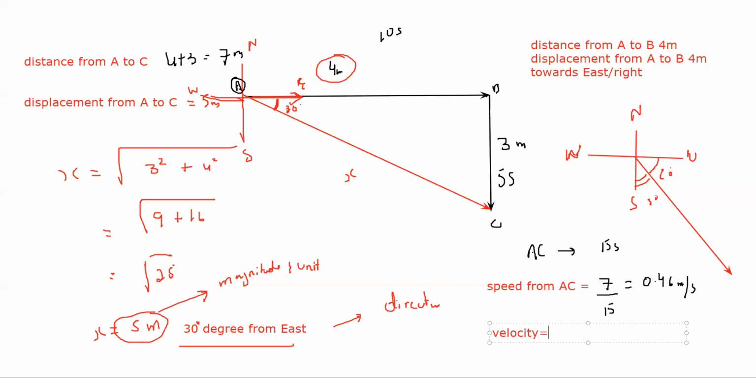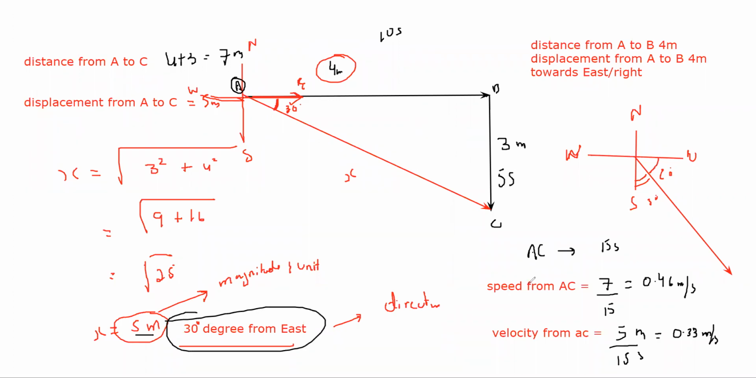But if the same question was about velocity, what is the velocity here from A to C? Velocity is displacement over time. So what was the displacement from A to C? The displacement was 5 meter. And the time was 15. So 5 divided by 15, which is equals to 0.33 meter per second. And what is the direction? The direction is 30 degrees from east. So it is 0.33 meter per second, 30 degrees from east.